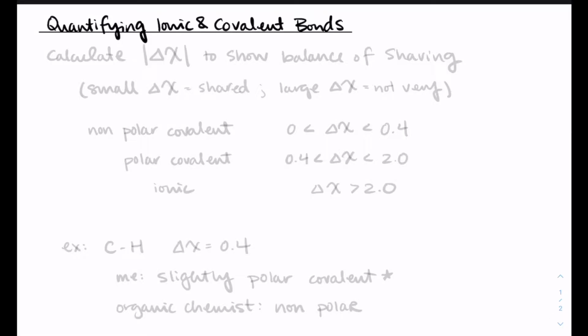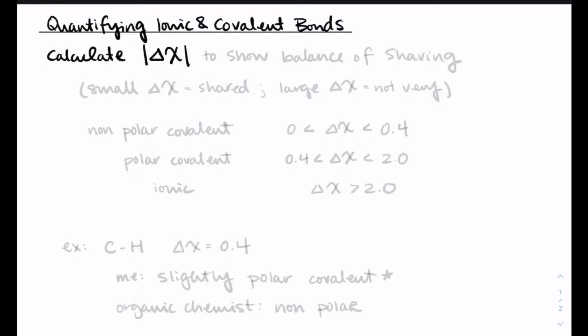We're going to do a little bit of quantifying of ionic and covalent bonds in this video. We have generally talked about ionic bonds being a transfer of electrons, covalent bonds being sharing, but there are ranges and degrees of sharing and degrees of transfer. So we're going to break them down into some more specific categories, and we're going to talk about how we put something in a category. And then what do we do with that information?